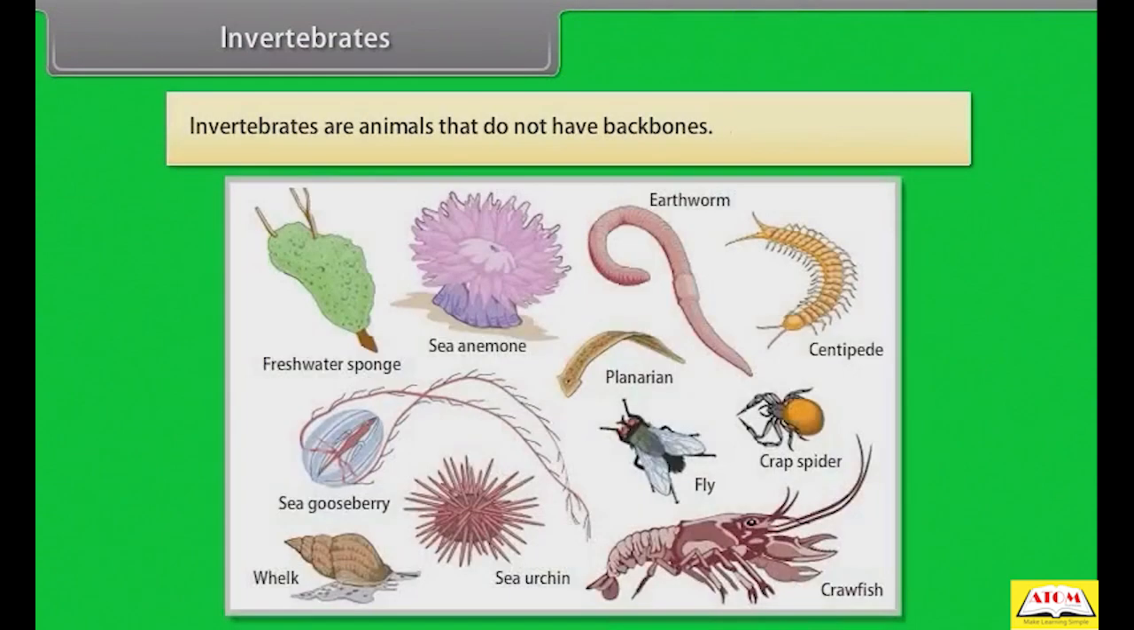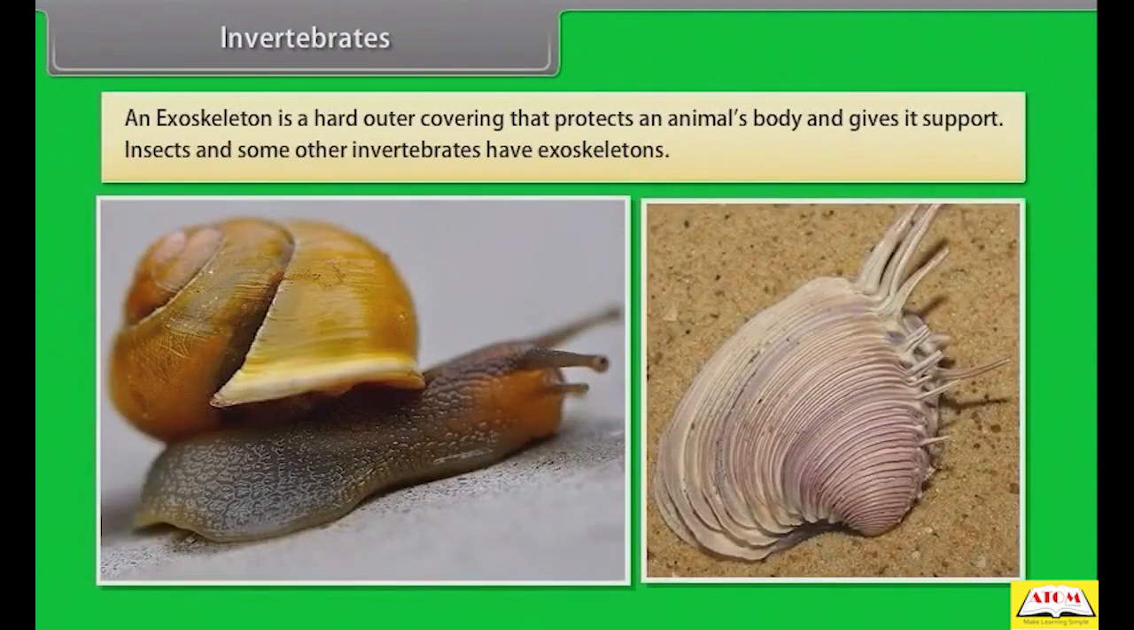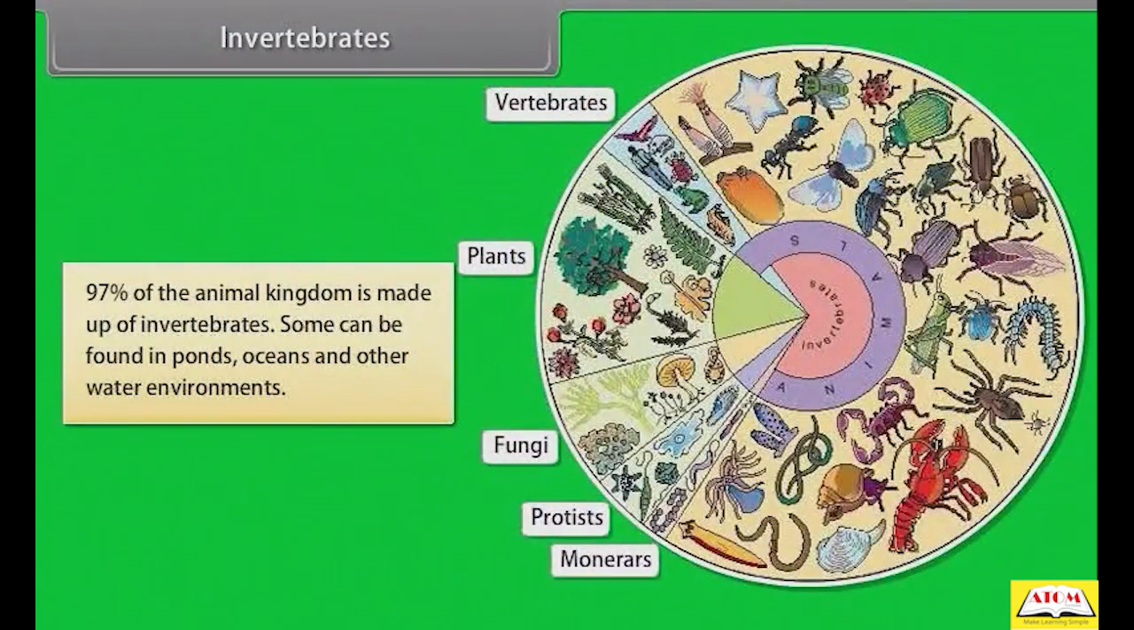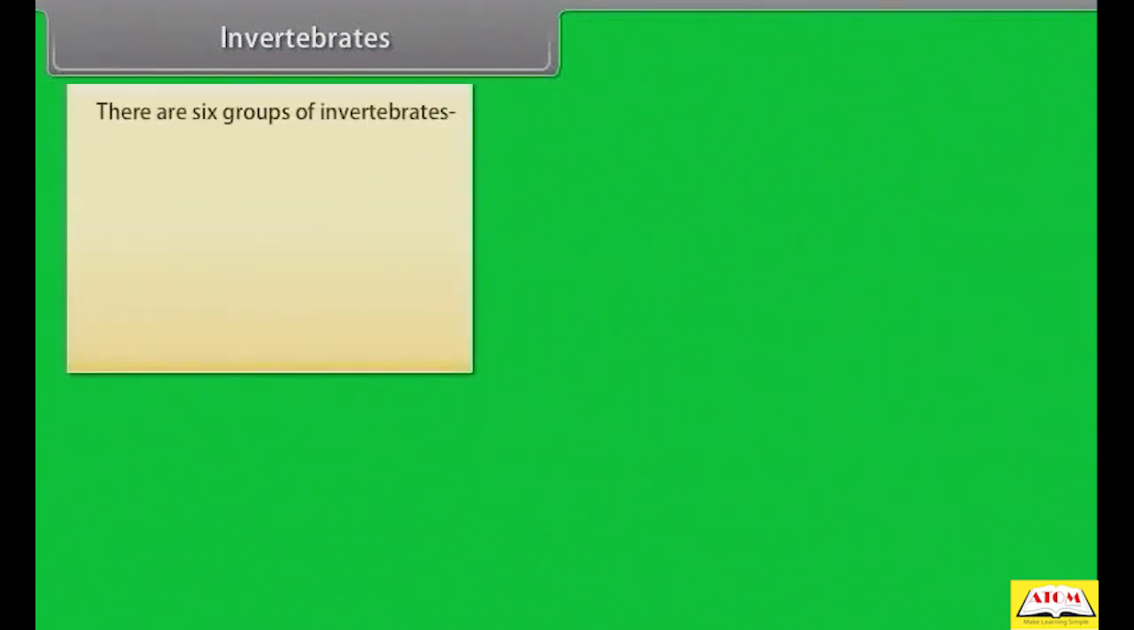Invertebrates. As we have already said, invertebrates are animals that do not have backbones. An exoskeleton is a hard outer covering that protects an animal's body and gives it support. Insects and some other invertebrates have exoskeletons. 97% of the animal kingdom is made up of invertebrates. Some can be found in ponds, oceans, and other water environments. There are 6 groups of invertebrates.